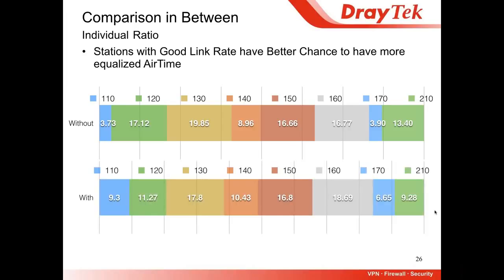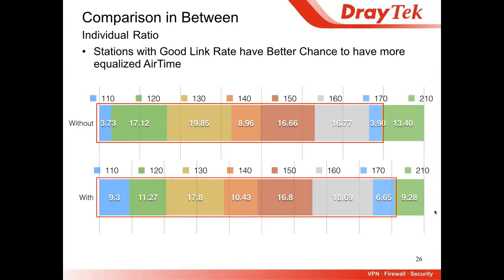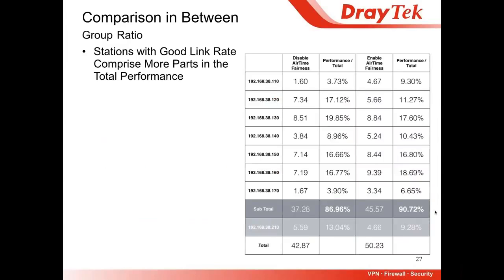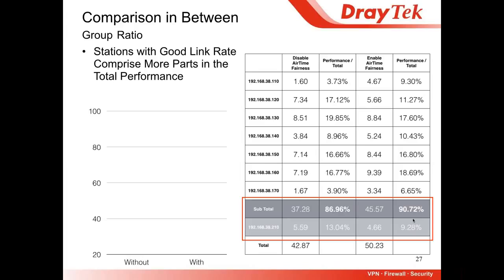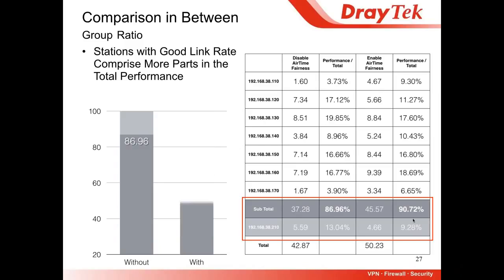I especially want to emphasize these two parts. These parts consist of the 7 laptops with good link rate. You can see before we enable airtime fairness, they had 87% of the overall performance. After we enable airtime fairness, they now share almost 91% of the overall performance. So that means the AP is now more dedicated to the stations which have good link rate.